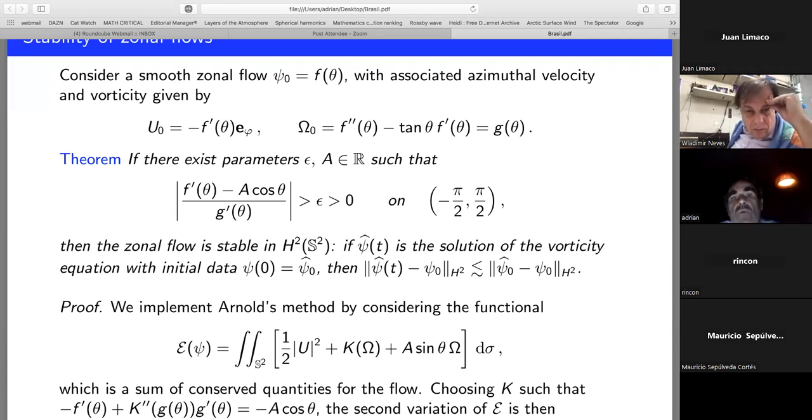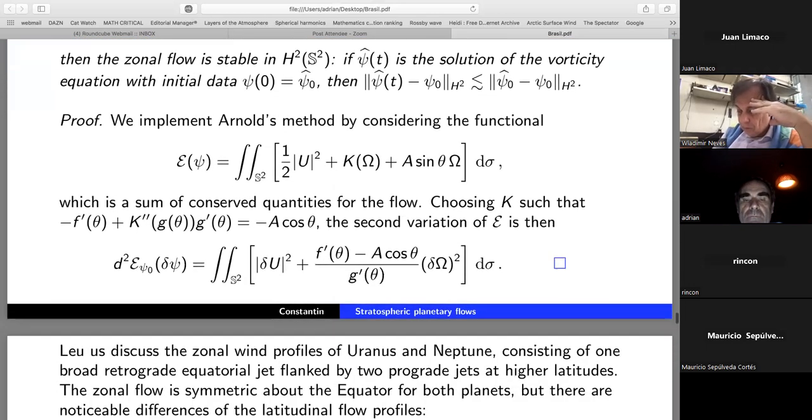To be able to do this amounts to finding an epsilon and an a such that f prime is the velocity, g is the derivative of the vorticity. You need to satisfy this condition. If this condition holds, then I can work with this functional. So this is an improvement of some more recent results about using this method of Arnold.